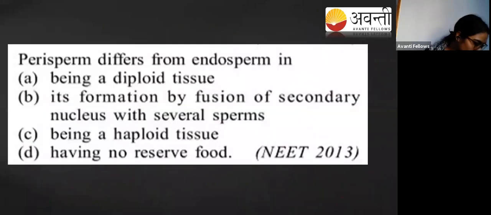There's another question on the screen. Perisperm differs from endosperm in: being a diploid tissue, its formation by fusion of secondary nucleus with several sperms; being a haploid tissue, having no reserve food.